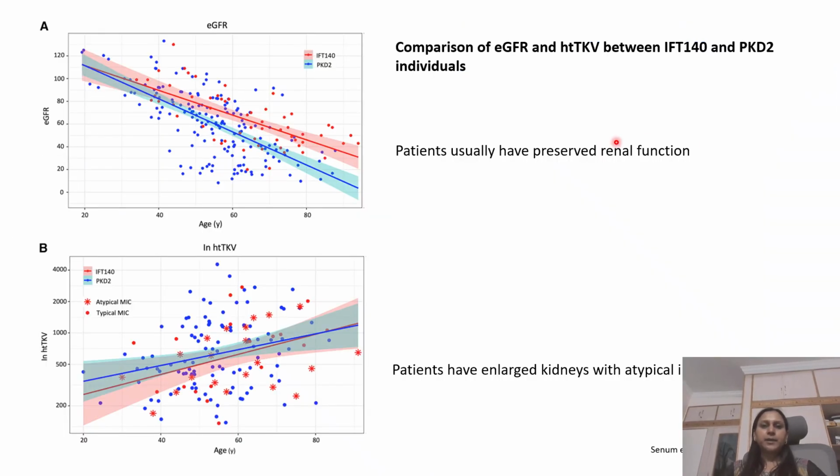This study by Senum et al. compares kidney function and kidney size between IFT140 and PKD2 mutations. IFT140 patients usually retain relatively preserved renal function, yet they can have enlarged kidneys with an atypical imaging pattern, that is Mayo class 2A rather than the typical 1 series. So IFT140 disease can look structurally significant on imaging while function holds up better than you would expect. This is a useful pattern to recognize so you don't overcall the prognosis and label it as poor.